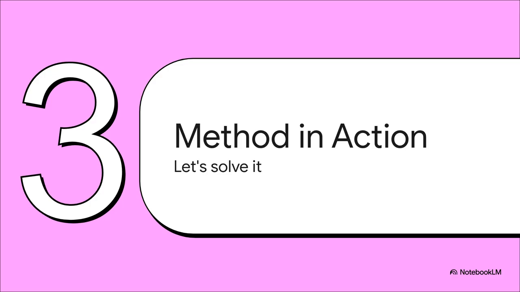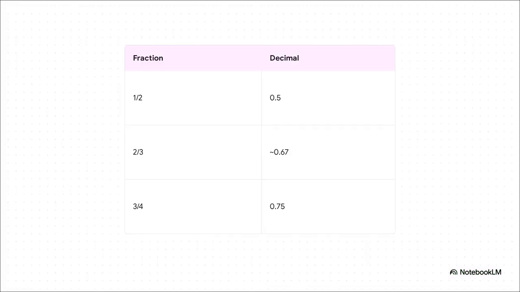All right, enough talk. Let's actually put this method into action. We're going to take a few common fractions and finally give them their proper homes. Okay, here are our puzzle pieces. We've got 1/2, 2/3, and 3/4. Now, applying our new code, 1 divided by 2 is exactly 0.5. 2 divided by 3 gives us one of those repeating decimals, so we'll call it about 0.67. And 3 divided by 4, that's a nice, clean 0.75. And just like that, they're translated.